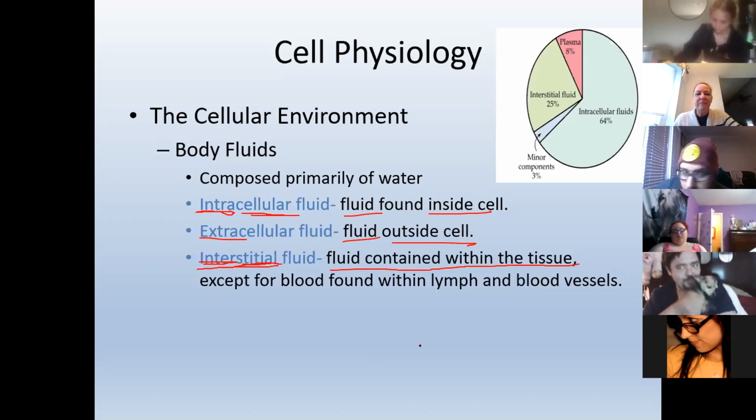Very cute. All right, so those are just some definitions. Intracellular fluid, which is fluid found on the inside of the cell. Extracellular fluid, which is fluid found on the outside of the cell. And interstitial fluid is just fluid found within a tissue.